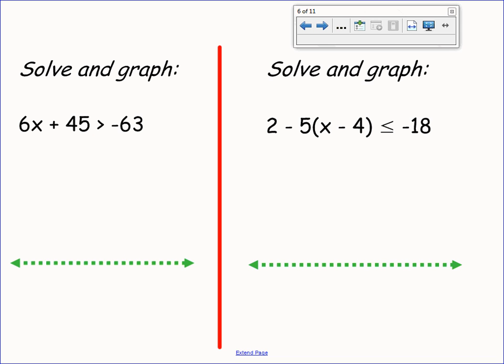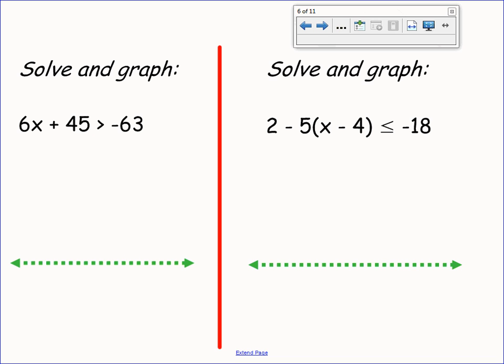Notice how it's just like an equation, except my relational symbol is not an equal sign, it's a greater than, or a less than, or a greater than or equal to. Those are my relational symbols for inequality. In order to solve an inequality, it's the same exact process as solving equations, with one exception. If you multiply or divide both sides by a negative number in the course of solving your linear inequality, you must reverse the direction of your inequality symbol. So once again, that only happens if you multiply or divide by a negative in the course of your solving.